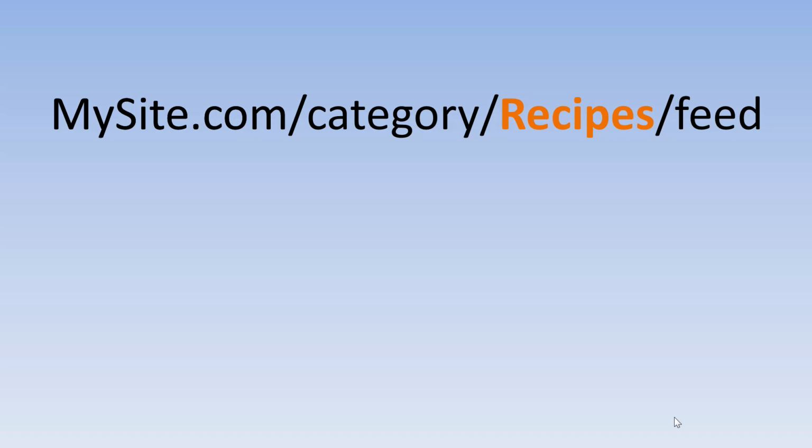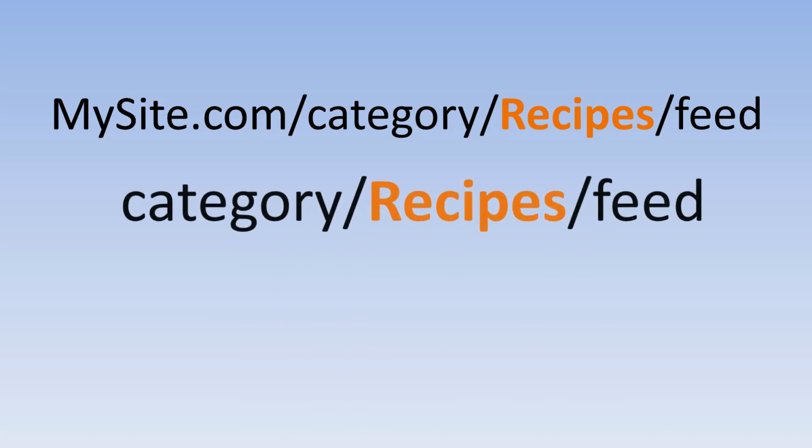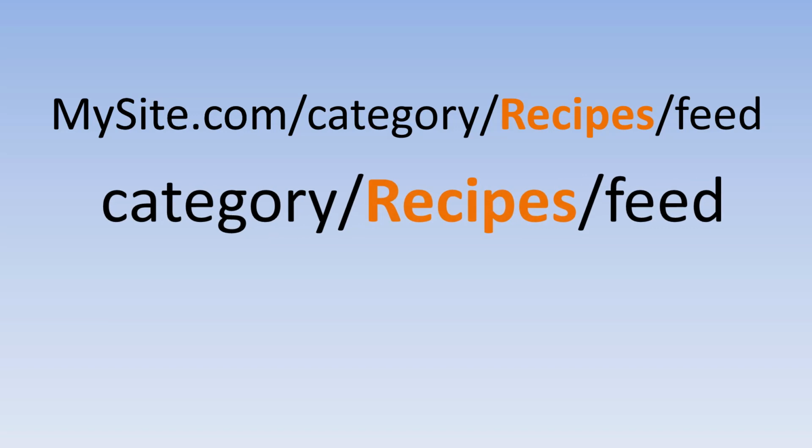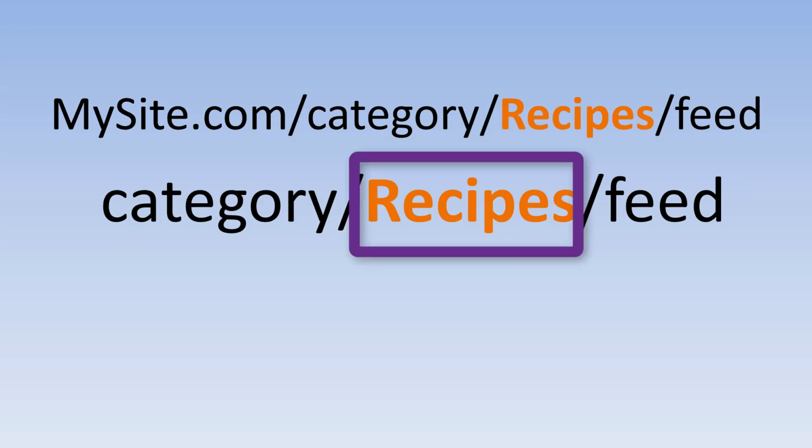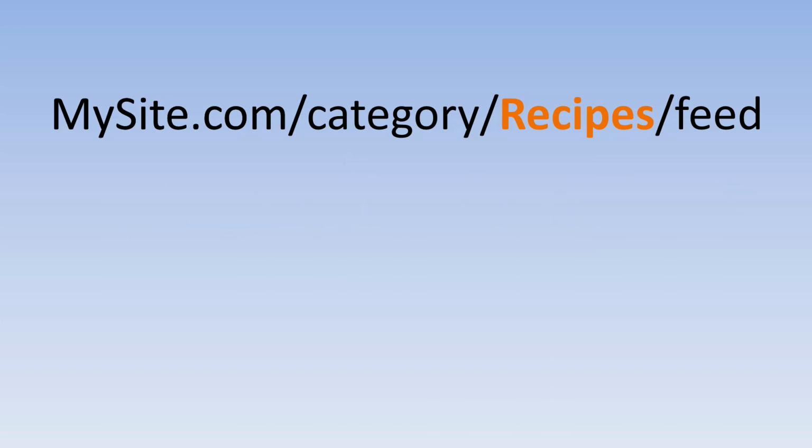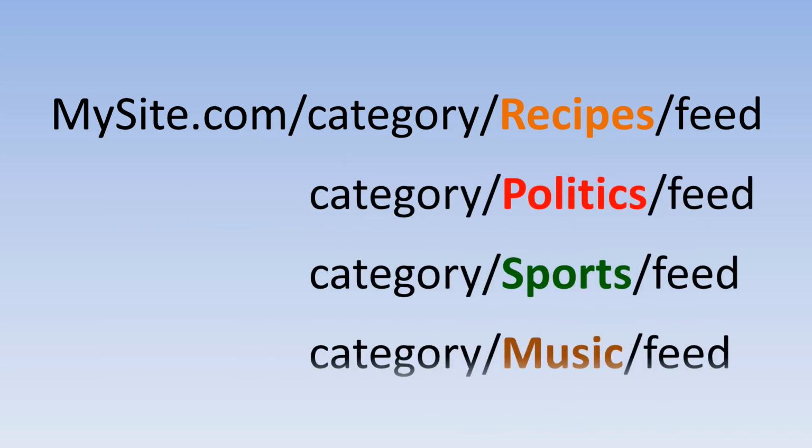Now let's take a closer look at this URL. We see category/recipes/feed. The only thing I did was make a blog category called recipes, and WordPress did the rest. So for any category that you create, WordPress will create a unique RSS feed, and it will use this syntax.